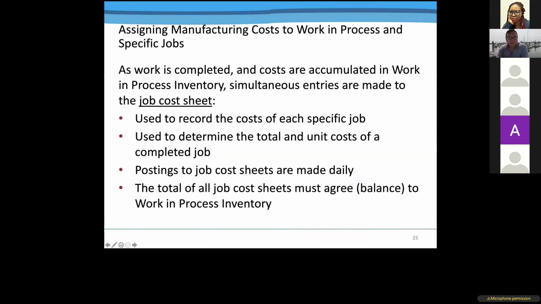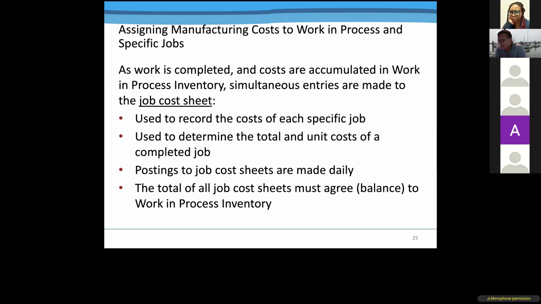Okay, so now we are going to talk about using the job cost sheets. What is this? We use this sheet to record the cost of each specific job. Remember, the purpose of cost accounting is to measure, to record and to report. Remember in the very beginning? So we want to record the cost of each specific job using this cost sheet, and we want to know what's the total cost of a completed job and what's the unit cost.